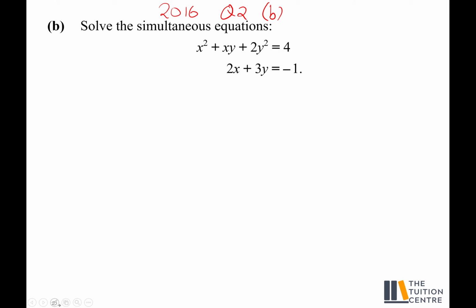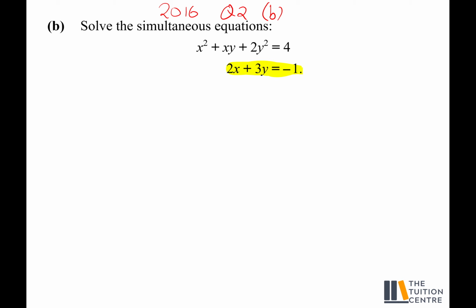This was a simultaneous equations question from 2016, question 2, part B. The students would have been delighted when they saw it first because they'd recognized it, one linear, one non-linear. However, very quickly they would have realized there was going to be fractions involved in this, and they wouldn't have been quite as enthusiastic, and rightly so.